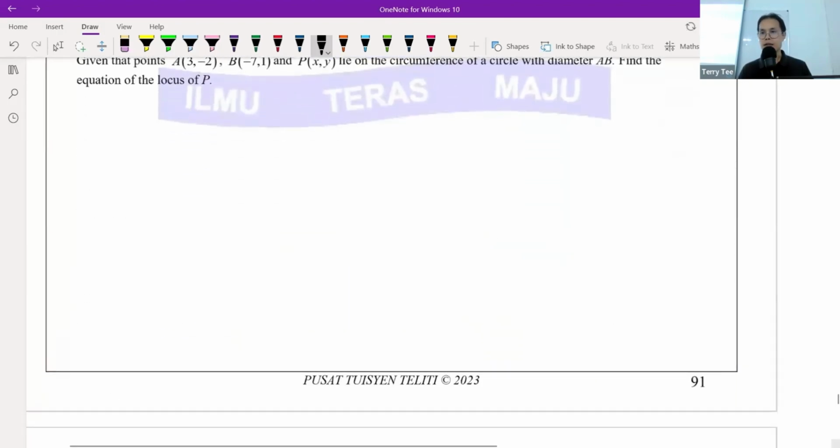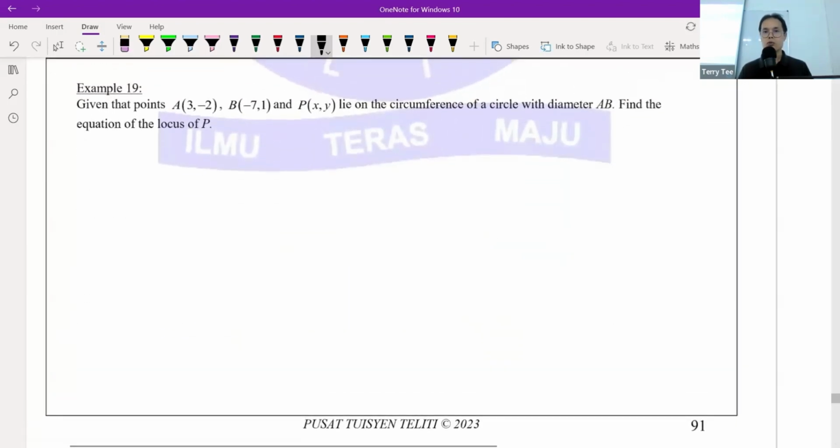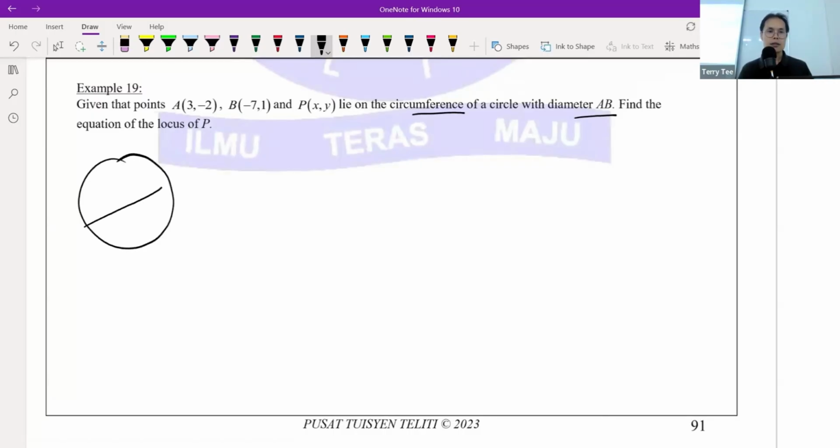In example number 19 here, you have 3 points A, B, and P. They lie on the circumference of a circle with diameter AB. So let's draw a circle. This is diameter AB. This is your center. And let's say P is a moving point. If P lies on the circumference, it will be 90 degrees here.